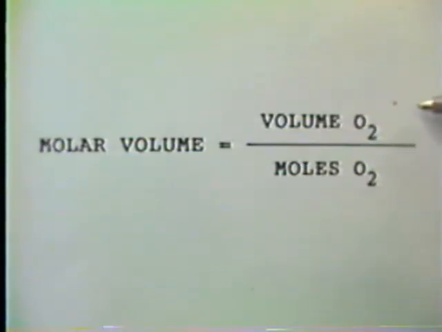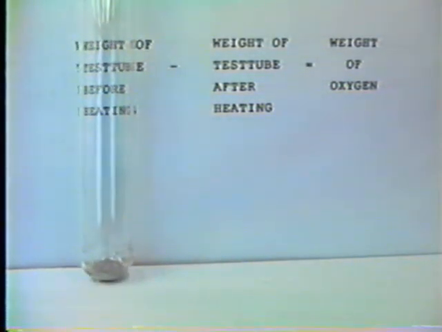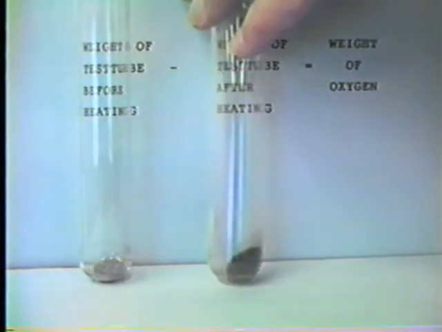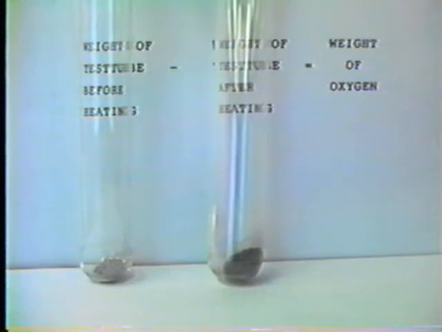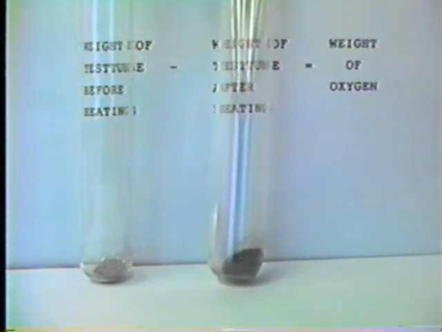Having determined the volume of oxygen generated, we are only left with determining the number of moles of oxygen generated, which we of course can find out if we know the weight of oxygen generated. The weight of oxygen generated is of course given by the difference between the weight of the test tube before heating and the weight of the test tube after heating, so that we can now determine the weight of the oxygen generated, and we know the number of moles of oxygen generated.